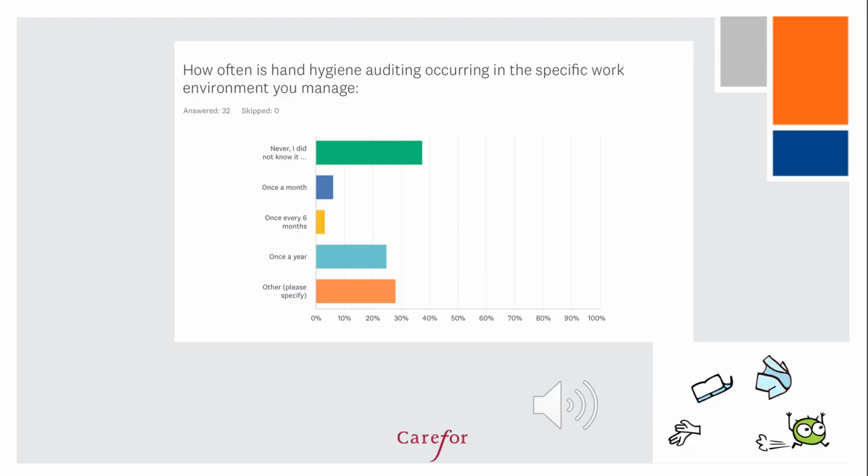When asked how often hand hygiene auditing is occurring in the specific work environment the survey taker manages, the majority said that it wasn't being done because they were unaware it needed to be. Other responses also included that some did not realize observational auditing was a requirement for their environment. Another person wrote that they thought it was a requirement once a year, but that they had not completed it in a while.